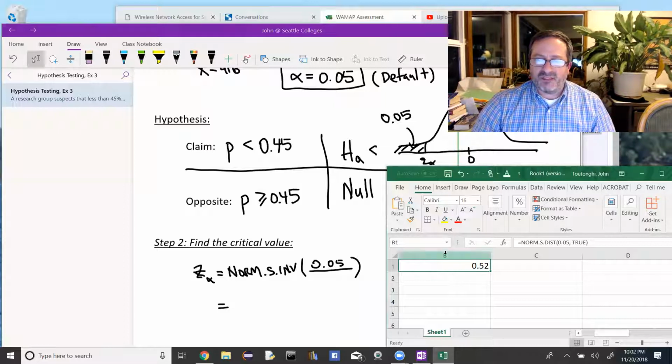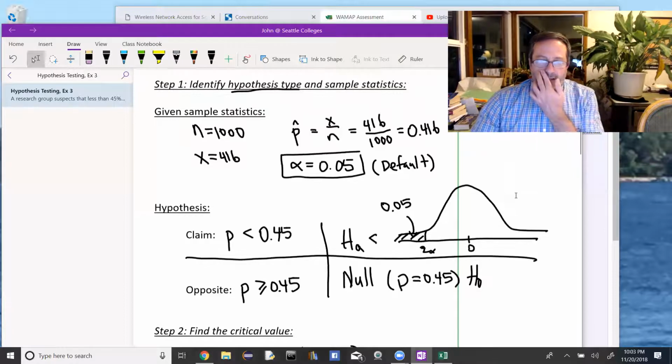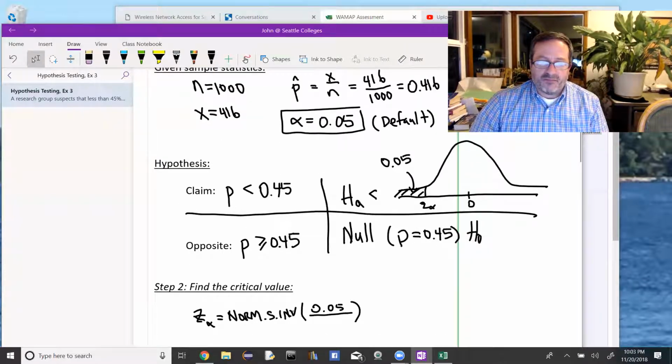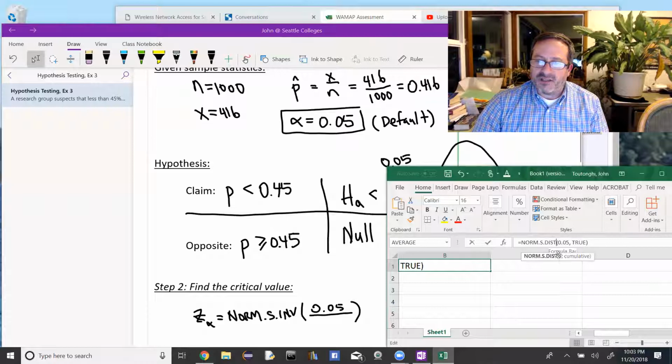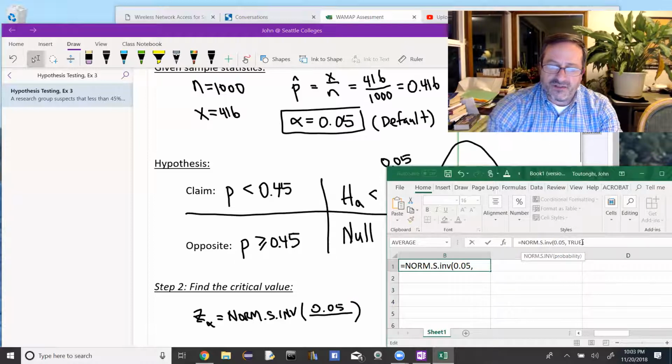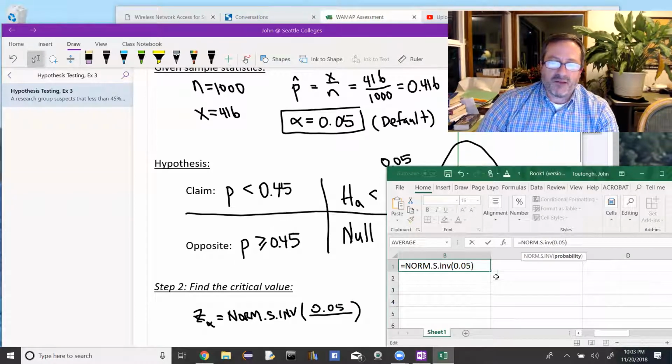So I'm going to pause for a moment. Oh, I did norm.distribution. And why do I know that's not right? If I look back at the picture here, 0 is in the middle. That Z alpha has to be a negative number because it's to the left of 0. So what I did was I didn't punch in the right function. I punched in norm.distribution, and I meant to punch in norm.s.inverse. And there is no true here. It just wants the probability to the left, which is 0.05. And I'll click on that and tab out of here.